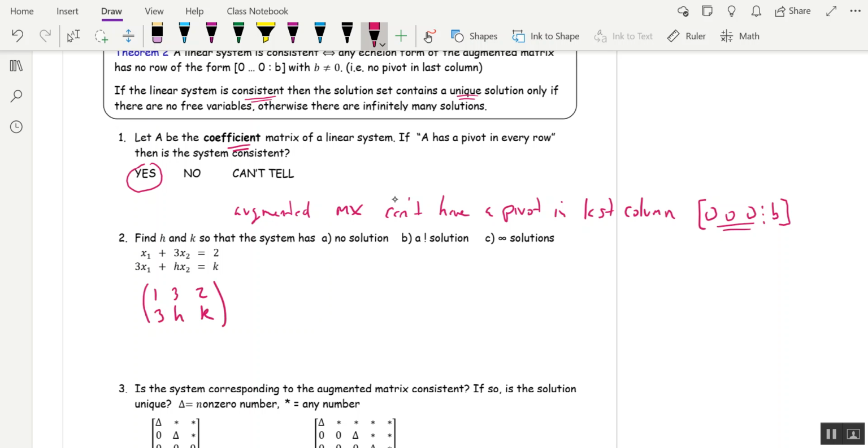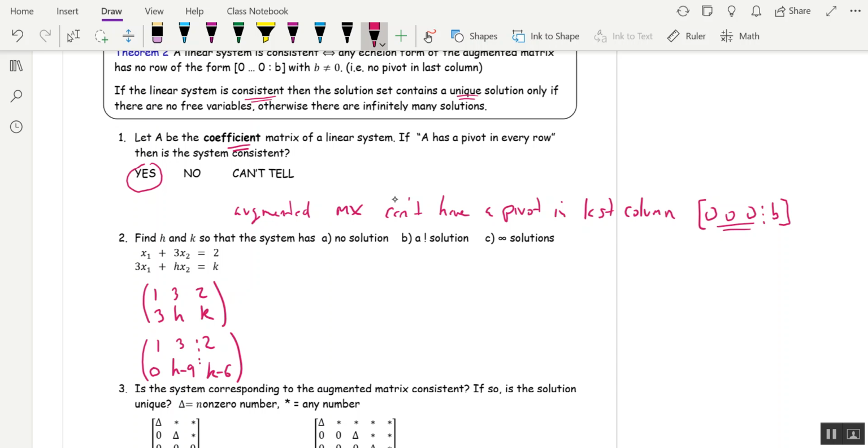Now, to get this into echelon form, I'm going to multiply row 1 by negative 3, add it to row 2. So I'm leaving row 1 alone, and I'm replacing row 2 with negative 3 row 1 plus row 2. So 0, h minus 9, k minus 6.